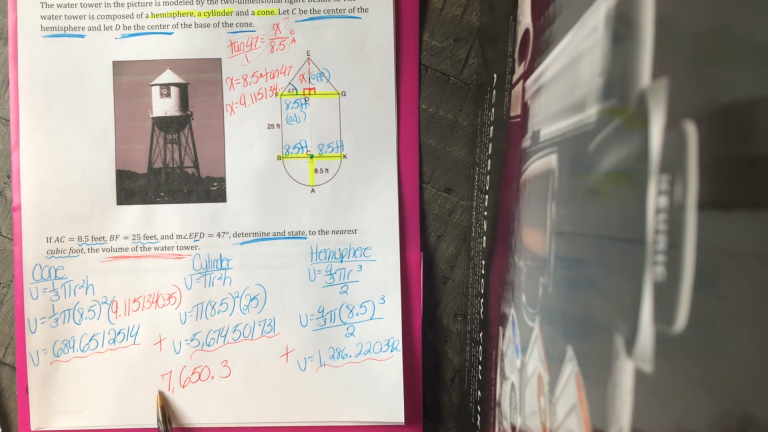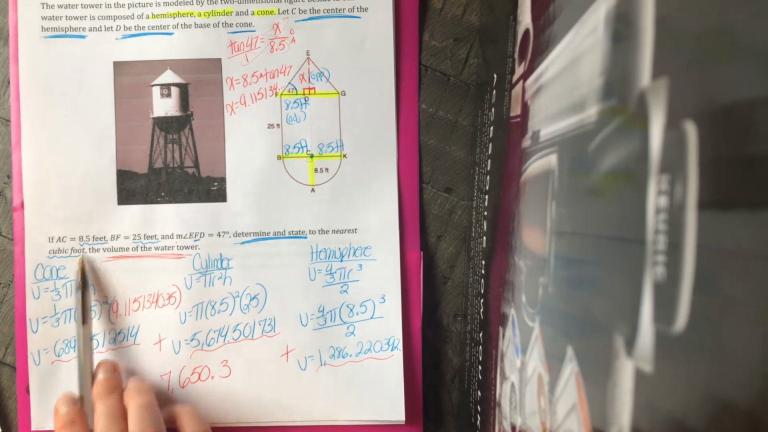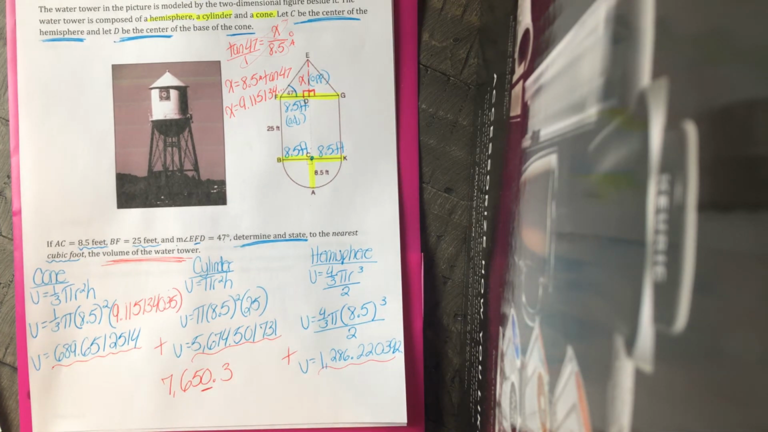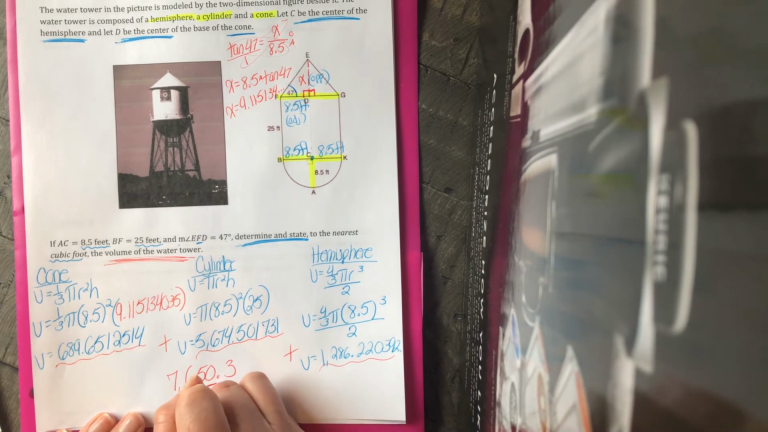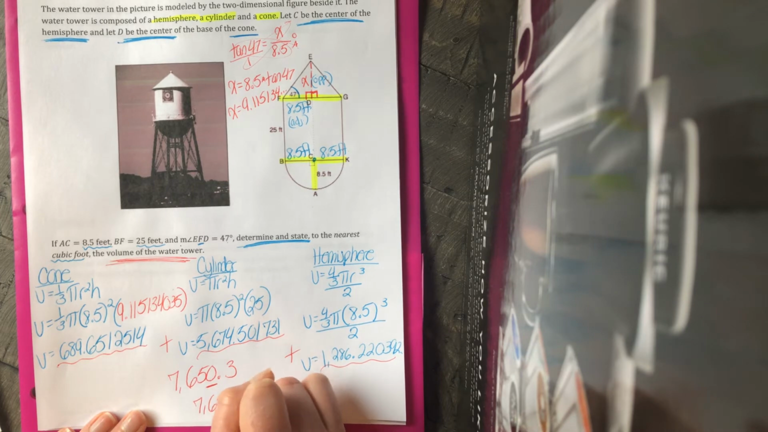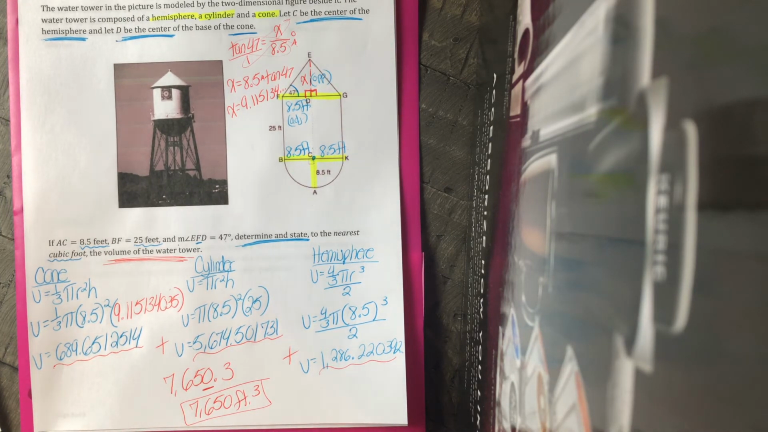But I'm about to be done. This will be my final answer, so I can kind of stop at the 3 and look back. I want the nearest cubic foot, so I really want the nearest whole number. So this will not round up. It's going to stay 7,650 feet cubed because we're finding volume, and volume is always cubed.